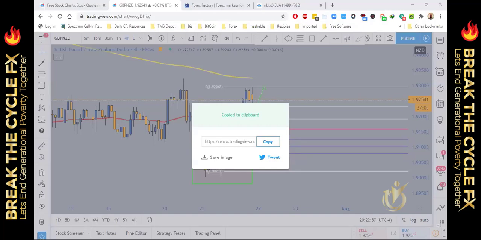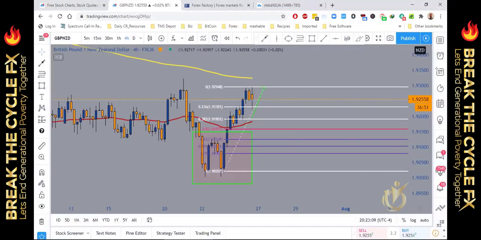All right. Let me go through the chart here. Let's see. I want to see that M and then go for a buy. Yeah. Yep. Everyone good?